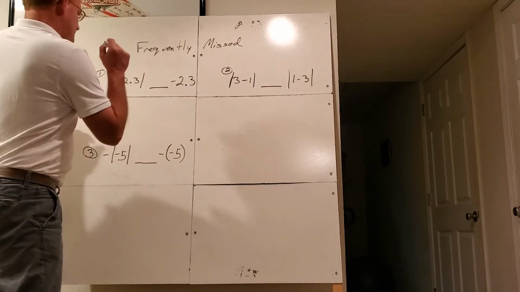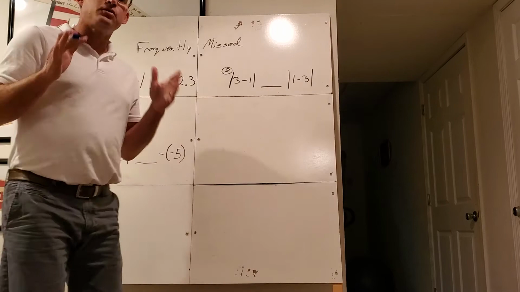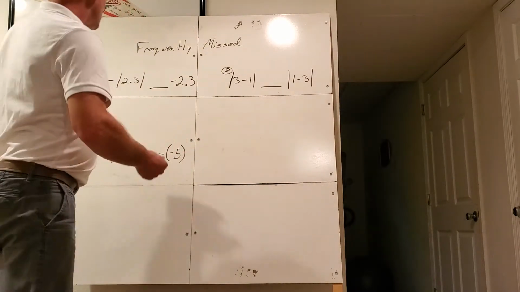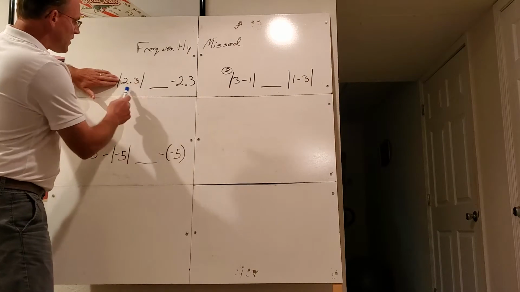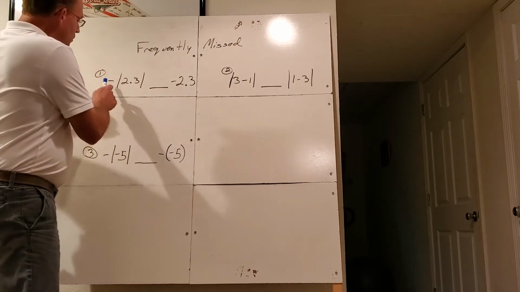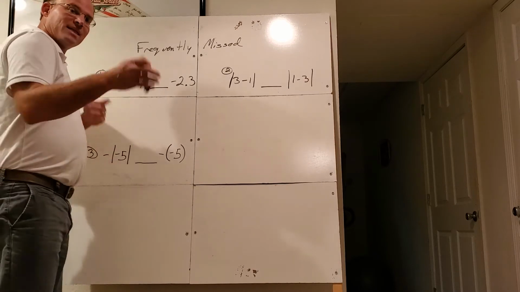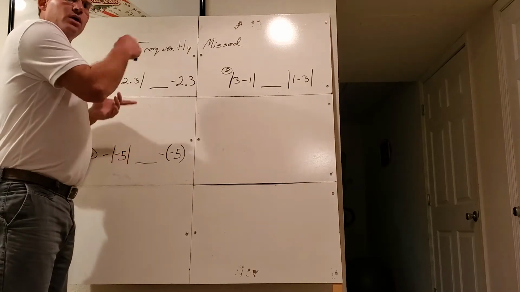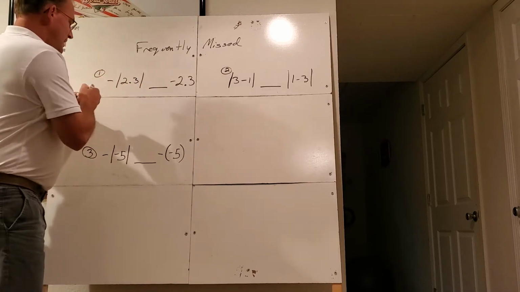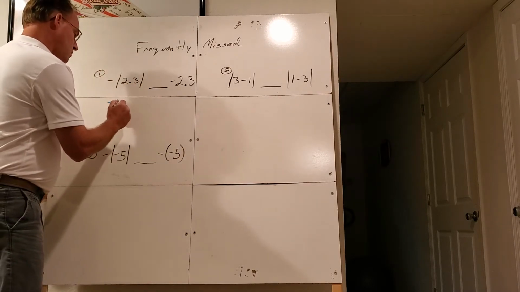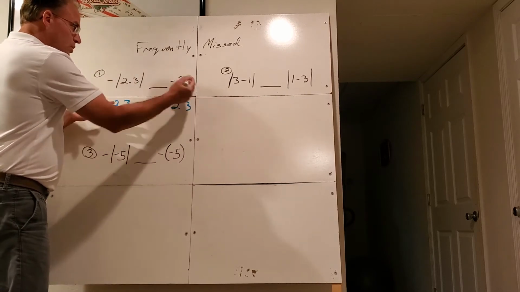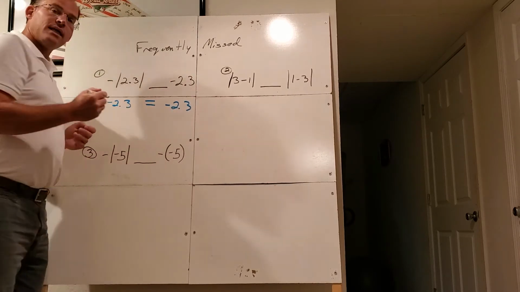So absolute value. Remember, absolute value is the distance from zero. Okay, so if I have this, the absolute value of 2.3 would be positive 2.3. But then we have this negative out front, so that makes it the opposite of the absolute value. So this is 2.3, this is negative 2.3, this is obviously negative 2.3. So these two, when you compare them, is equal.